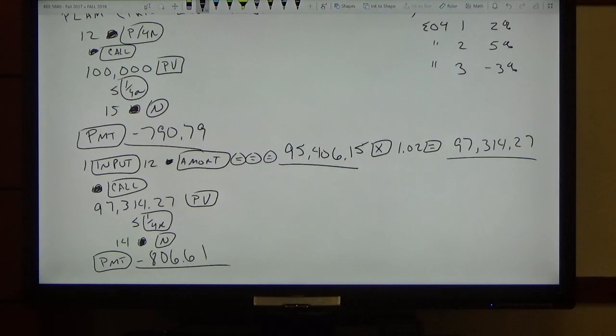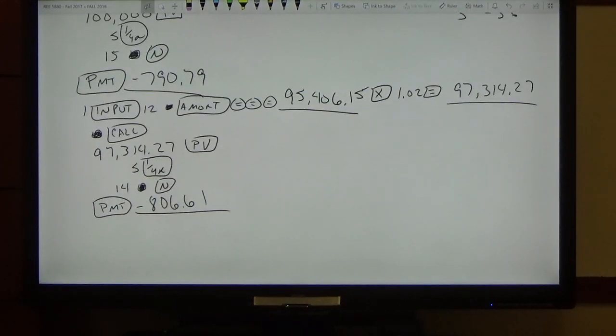Yes or no? All right, now for the end of that second year, we're going to have a 5% adjustment, so we're going to go through the same thing. Is that 806 going to be the payment for that whole next year? Correct, for 1 year your payment will be 806.61. It was 790.79 for the first 12 months, for the next 12 months it's 806.61, and then the next one we'll see.